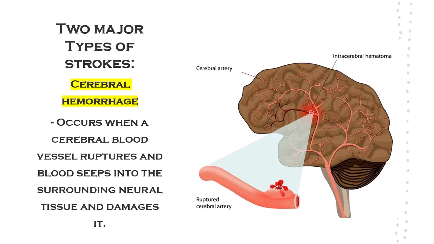There are two major types of strokes. First is the cerebral hemorrhage. This occurs when a cerebral blood vessel ruptures and blood seeps into the surrounding neural tissue and damages it. Cerebral hemorrhage is uncontrolled bleeding in the brain. It can occur from an injury or as a result of a leaky or burst blood vessel. This can happen when a blood vessel gets weakened enough that its wall can no longer withstand the pressure of the blood flowing through it. So that is cerebral hemorrhage.